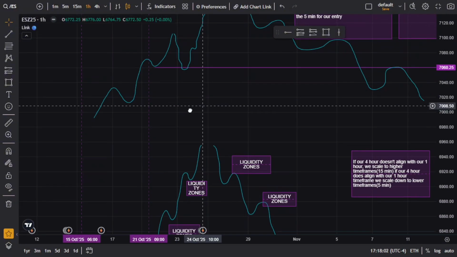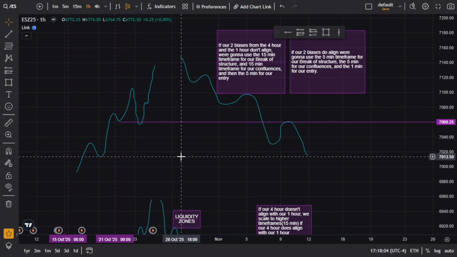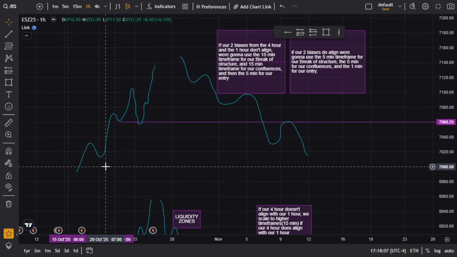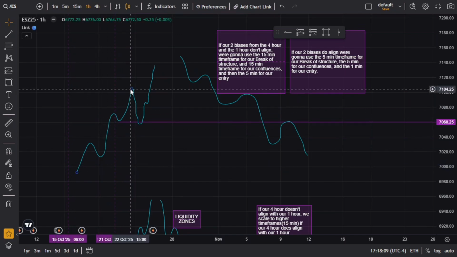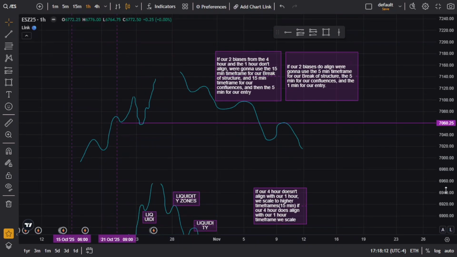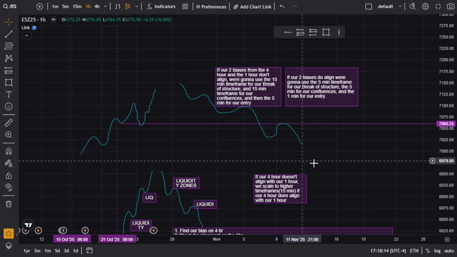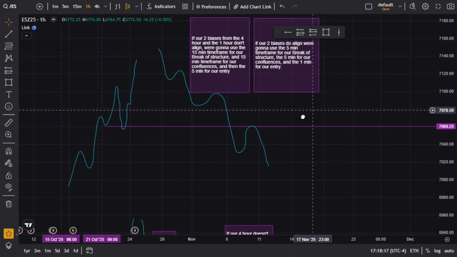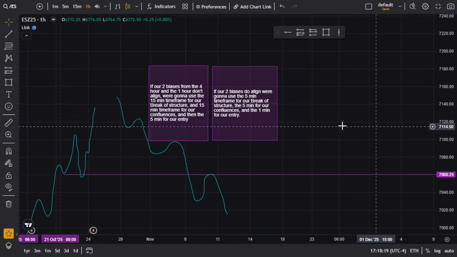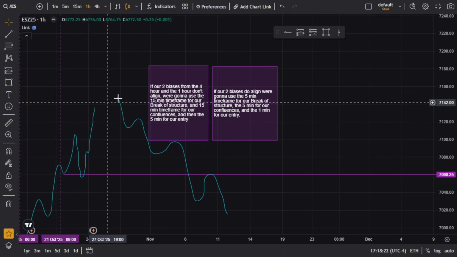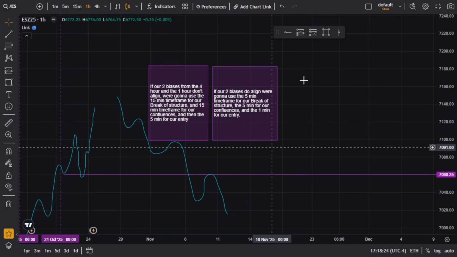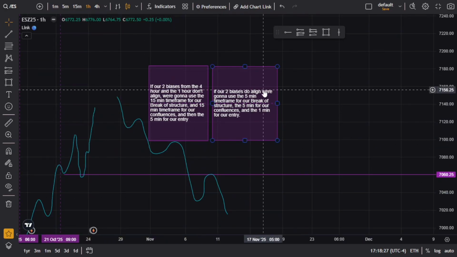But if they don't align, for example, here, this is a perfect example I drew out. If the 4 hour is in an uptrend, and then you check the 1 hour and we are in a complete downtrend, then you're going to be using this box right here. These are the only time frames you're going to be using if they don't align, and this is the box you're going to use if they do align.